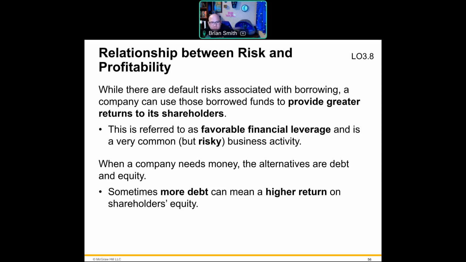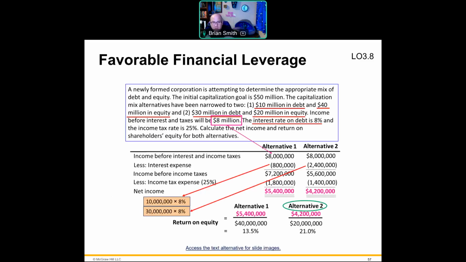Okay, risk and profitability. You're going to have a relationship there. More debt can mean higher return on shareholders' equity, but it also can mean that you have too much debt and you're not going to be able to pay your debts off. You're going to have a solvency issue. So you have risk and profitability, and you've got to balance that. It's whether or not you're going to have more debt to equity or more equity to debt.